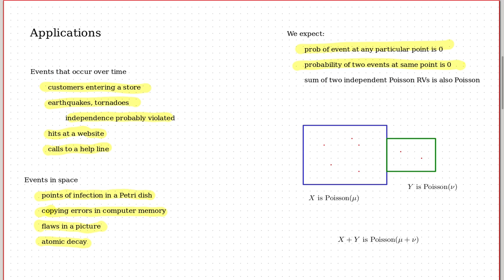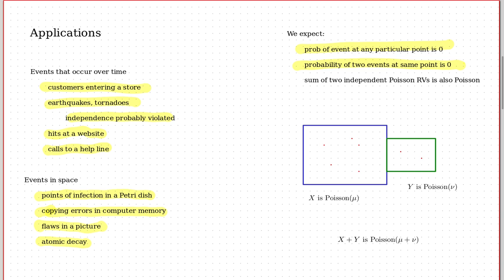Right? Because we only expect there to be finitely many events, and if we've got finitely many events, the probability of the second event occurring at any one of finitely many particular points in time where an event has already occurred is also going to be 0.